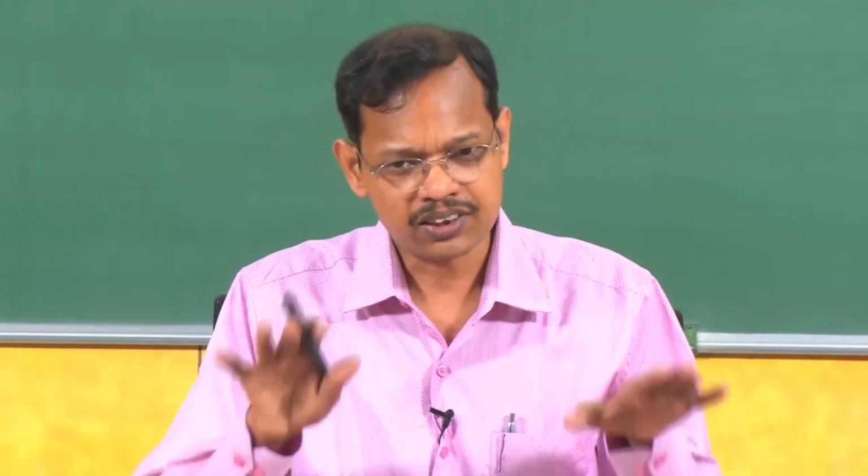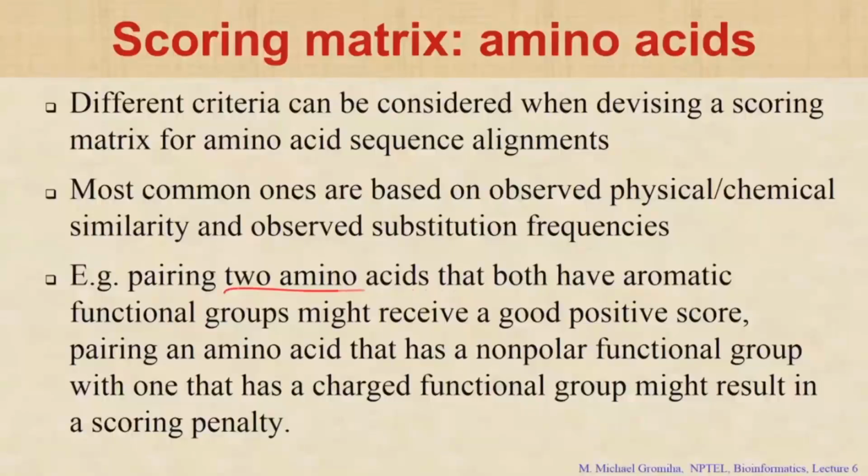Now we can look at the mutations, whether both of these amino acids have the aromatic functional group. In this case we can give a good positive score. Aromatic to aromatic is fine, and aliphatic to aromatic is fine. But with a non-polar group to a charged group, we get a penalty because they alter the stability or alter the function, like we discussed in the case of sickle cell anemia.